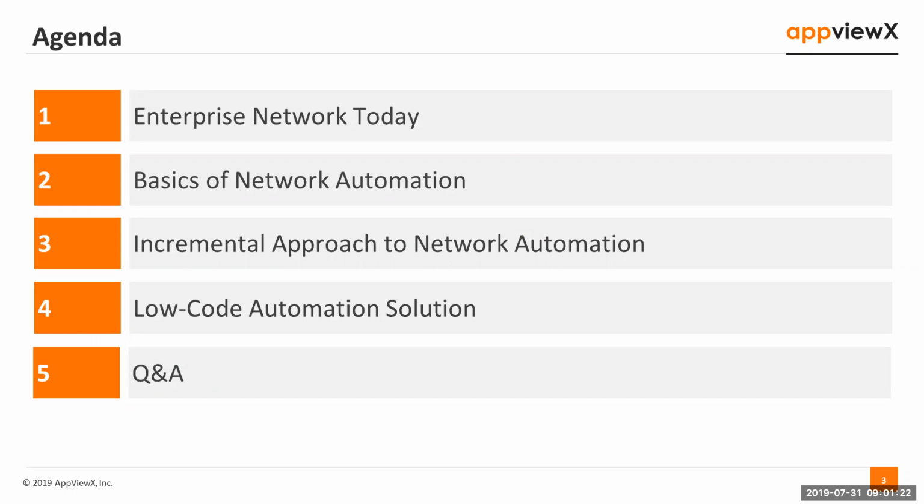I'd like to cover our agenda that we have planned for today. The topic, of course, is automation. And we'd like to begin by describing what the enterprise network environment looks like today, and then move into describing the basics of network automation. Moving on, we'll describe an incremental approach to network automation, and then describe some low-code automation solutions, and then open up for questions and answers.